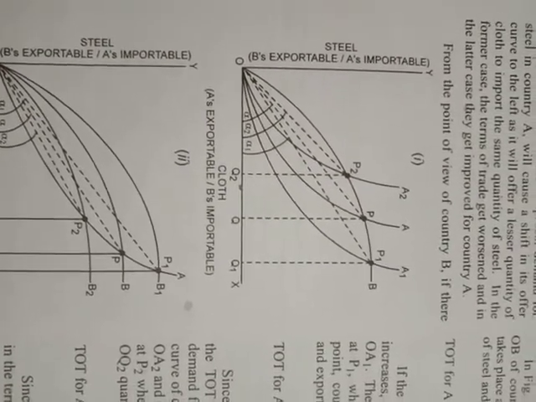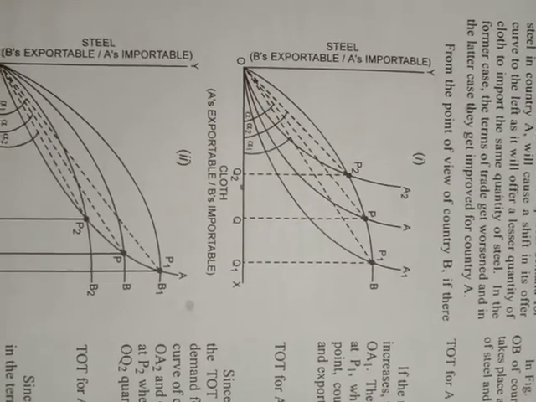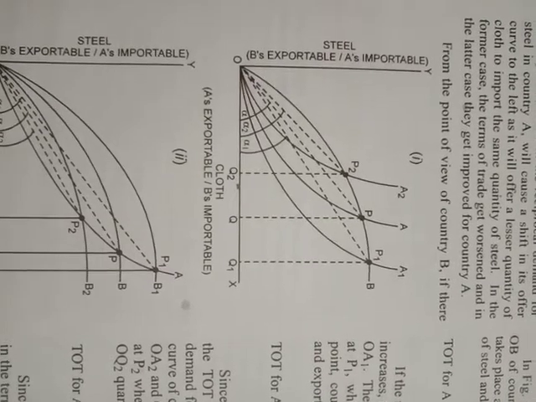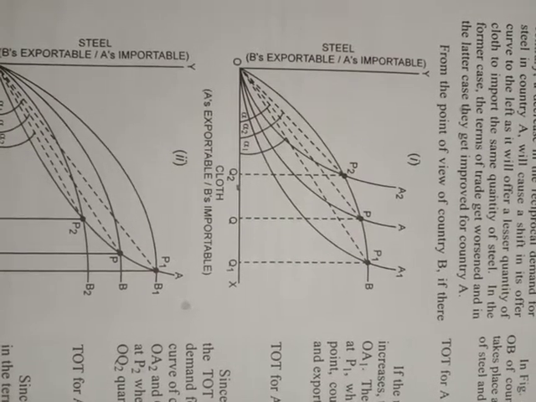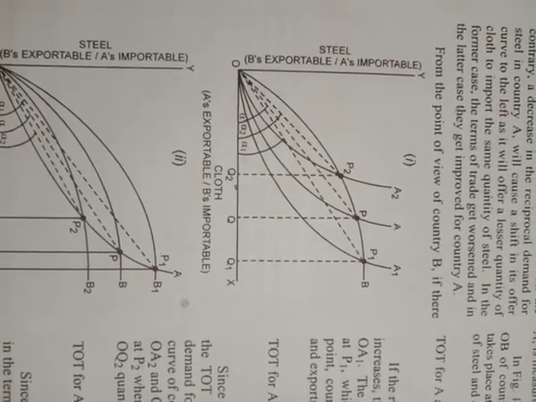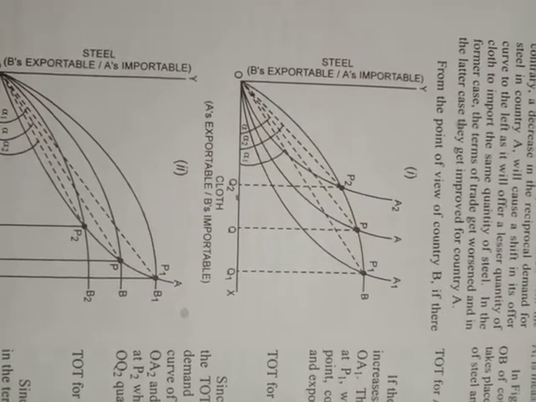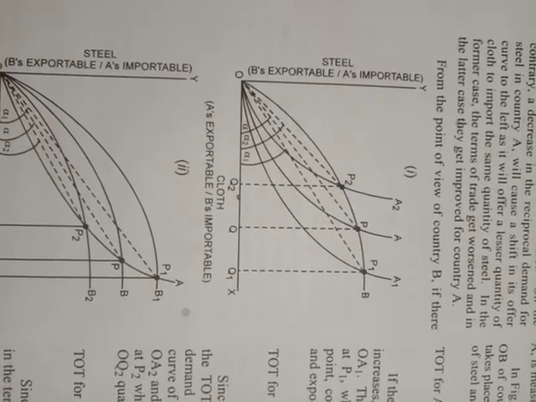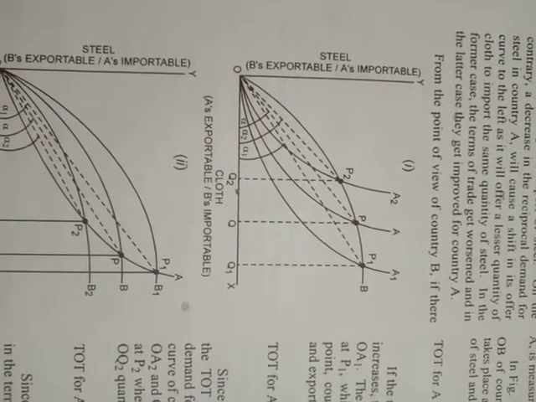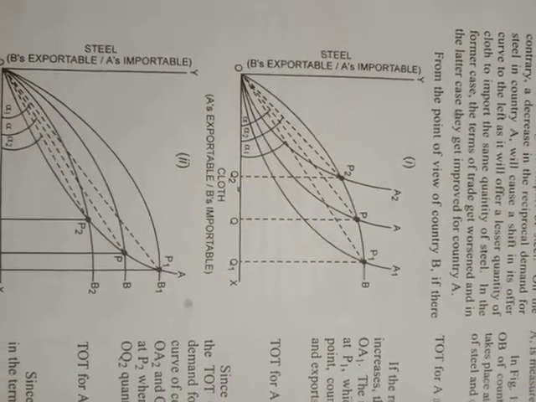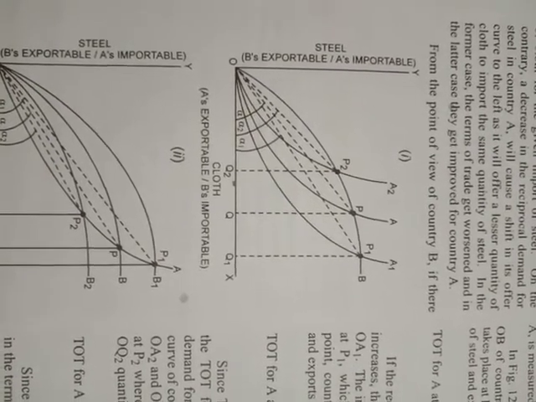So in this case, cloth is the exportable commodity of country A and importable commodity of country B, and that is measured along the horizontal scale, and steel, the exportable commodity of country B and importable commodity of country A, is measured along the vertical scale. So the given offer curves are OA and OB. OA represents the offer curve of country A and OB represents the offer curve of country B. The shift takes place only in the case of OA because that shows the exportable of country A, and the first case will be that of country A.